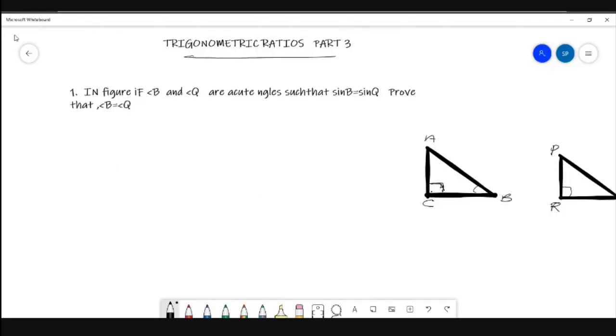Good morning, children. Let us do some more questions from trigonometry. Here, the first question. In the figure, if angle B and angle Q are acute angles such that sin B equal to sin Q, prove that angle B equal to angle Q.